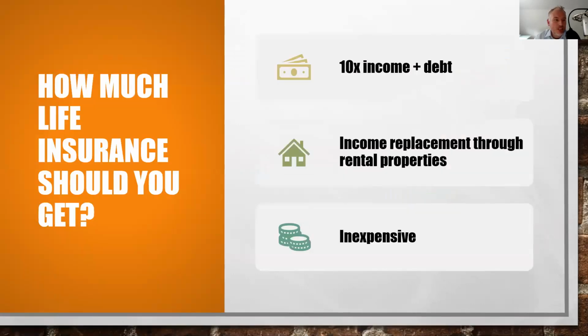So first question, how much life insurance should you get? And I think the three main perspectives that I like to use is 10 times income plus debt is one. Income replacement through rental properties is the second. And life insurance being super inexpensive in certain situations would be the third.